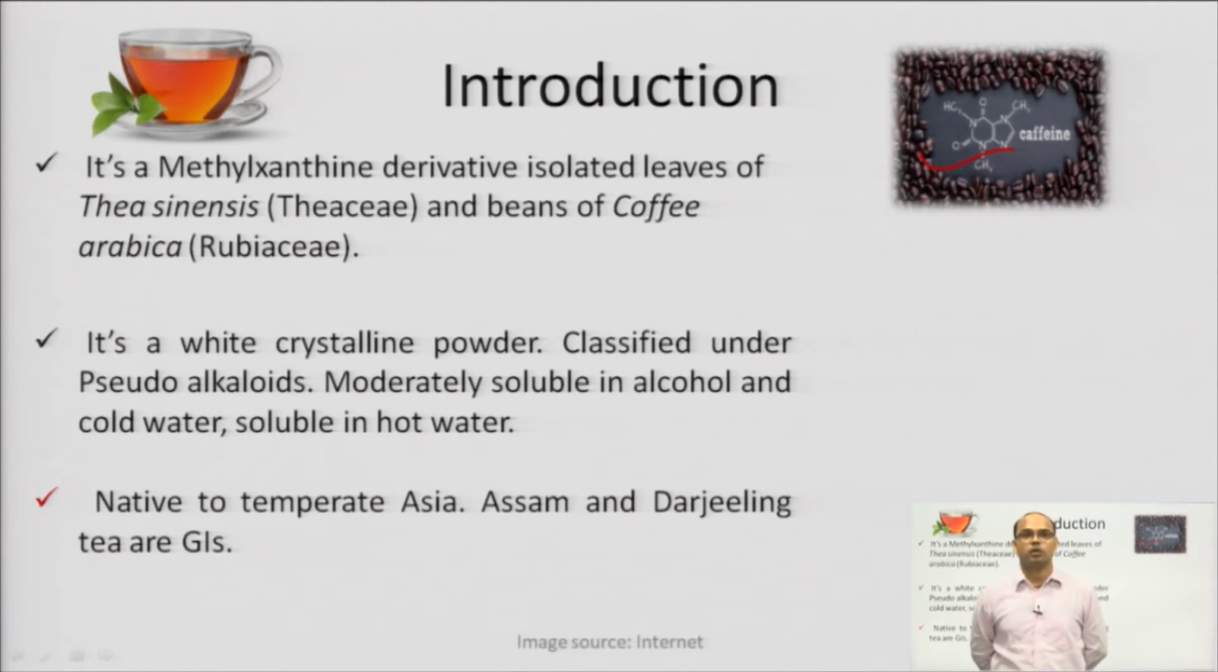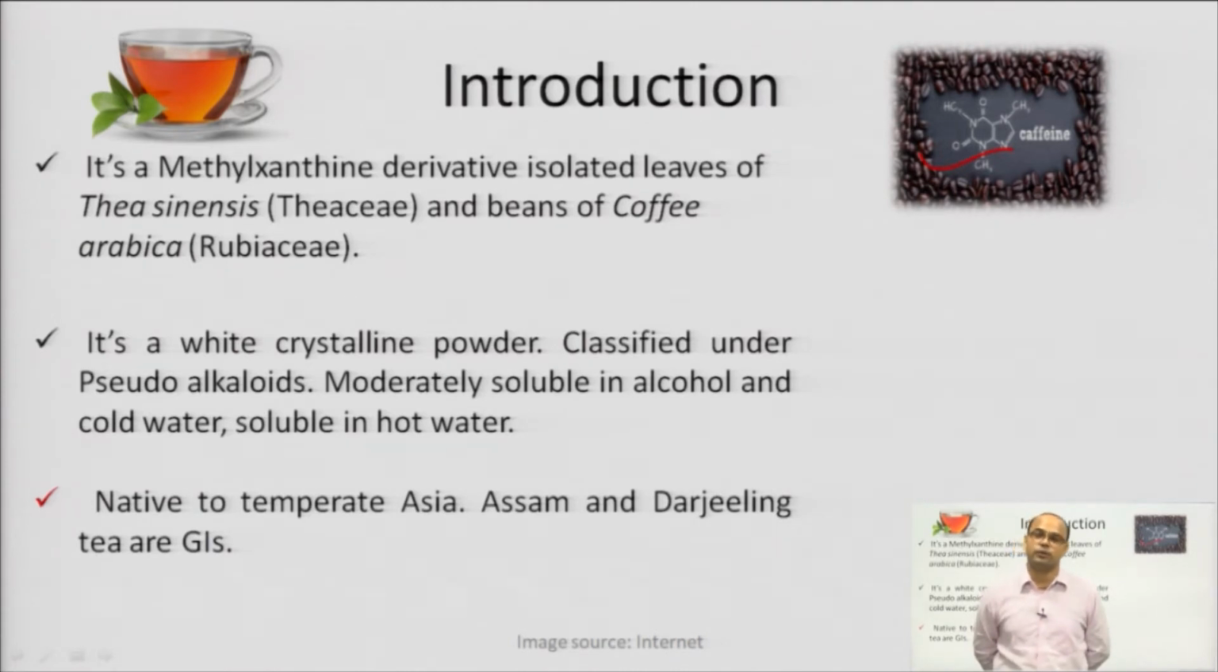They are moderately soluble in alcohol and cold water, but it is soluble in hot water. So if you want to prepare cold tea, then you have to first boil the tea in the water, and then you have to cool down the extract, because caffeine is soluble in hot water only, it is insoluble in cold water.